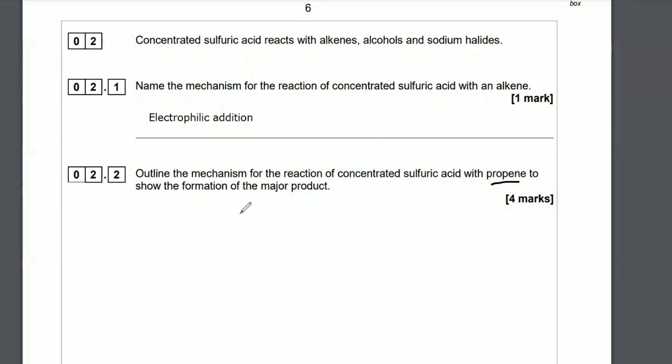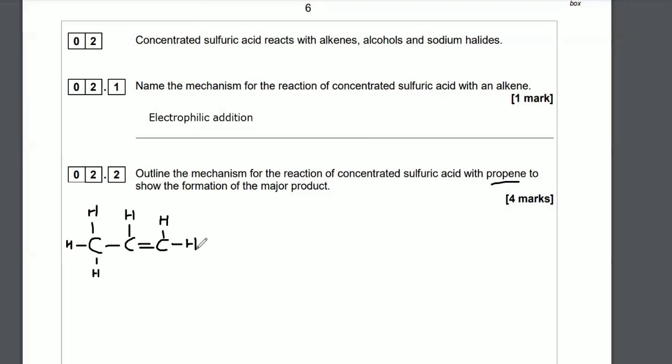So for 2.2 it's worth 4 marks. Outline the mechanism for the reaction of concentrated sulfuric acid with propene to show the formation of the major product. So this tells us that there's two products that can be formed, a major and a minor product. And propene obviously has 3 carbons, so we start by drawing that, putting the double bond in. So here we've got propene.